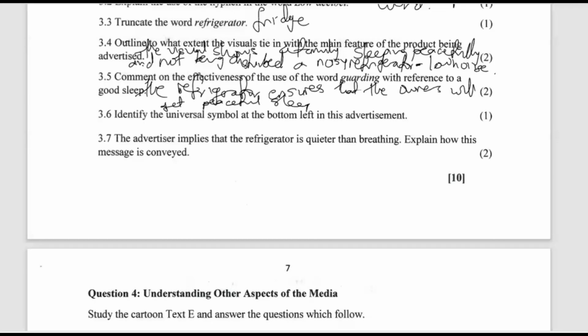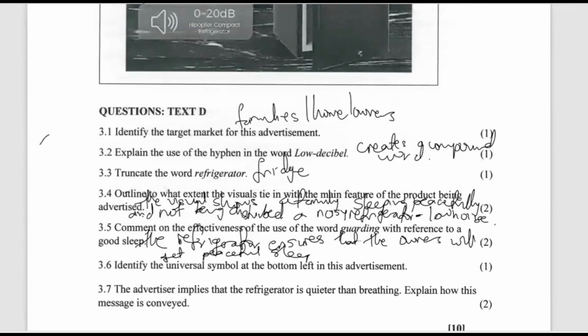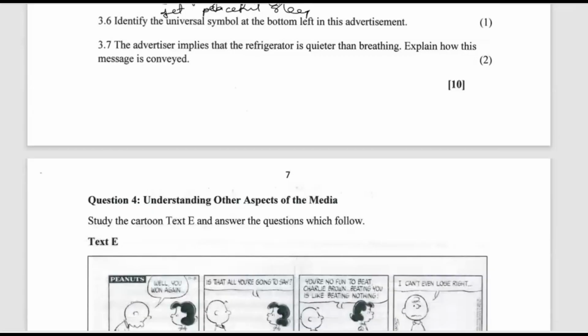Identify the universal symbol at the bottom. I believe it's the curved sound lines, this one. It's the curved sound lines. That's a universal symbol that there will be no noise.